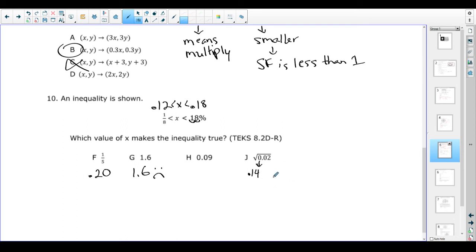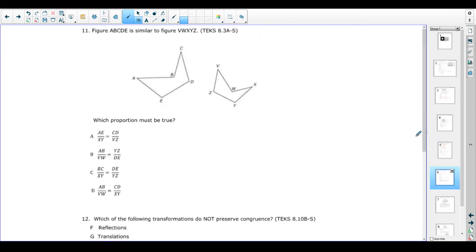0.141421. This goes on forever because this is an irrational number. It's not a perfect square. Like a fun bonus fact. But 0.14 is definitely between 0.12 and 0.18. So this is our correct answer. Okay, that's all. Use your calculator. Except for this one. Don't use a calculator for this one, it won't help you.